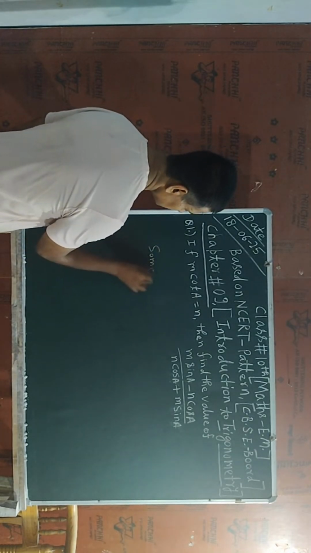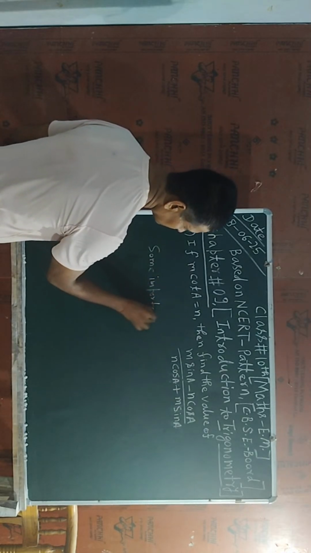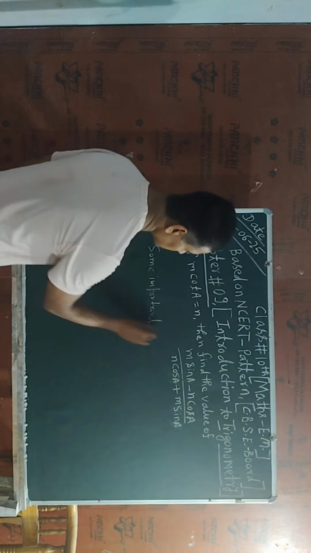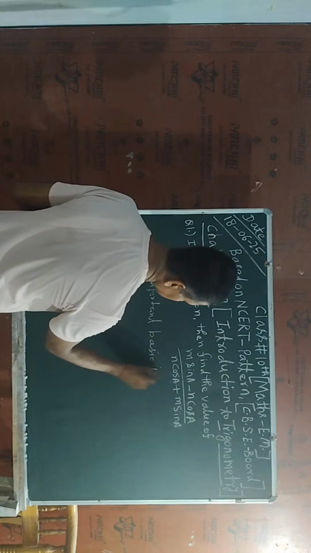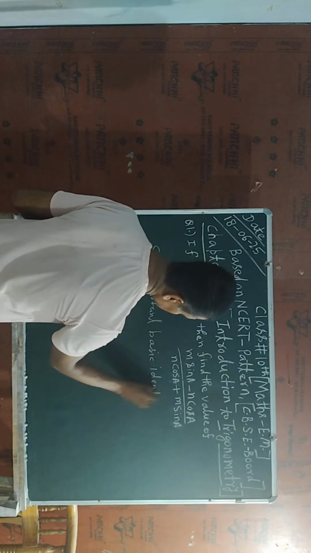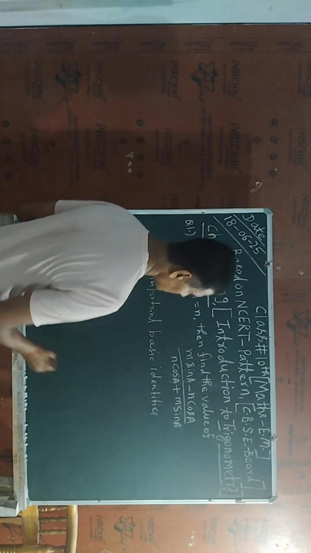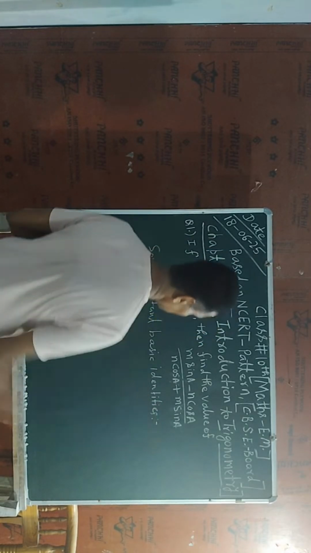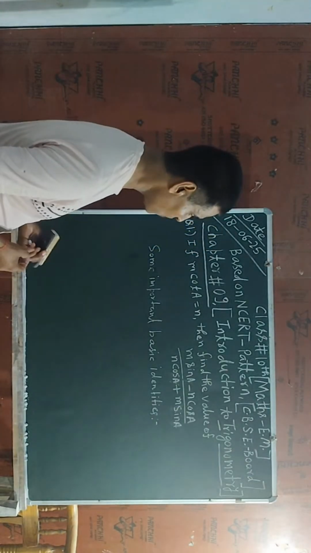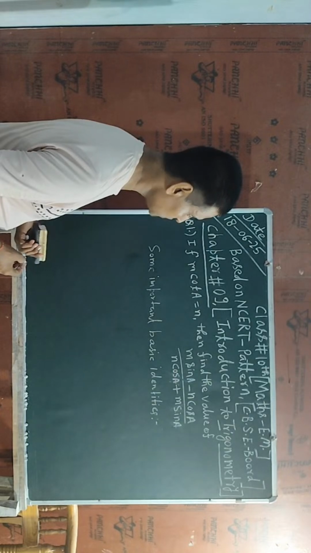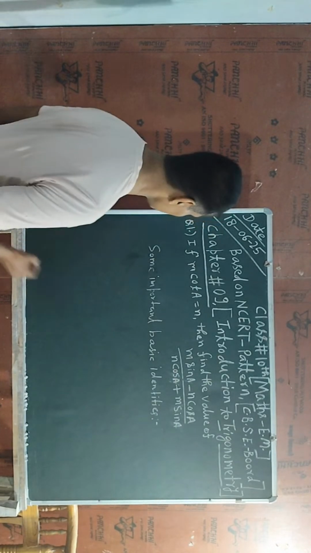Some important basic identities, and you remember them, because an identity is also known as a formula for solving other questions, that is, with the help of this formula.